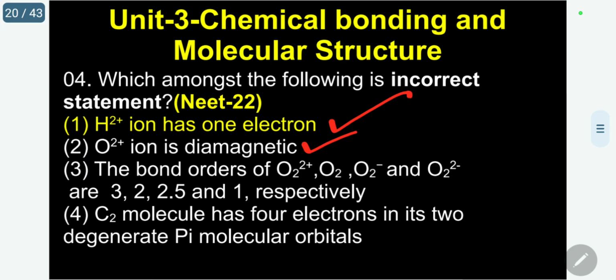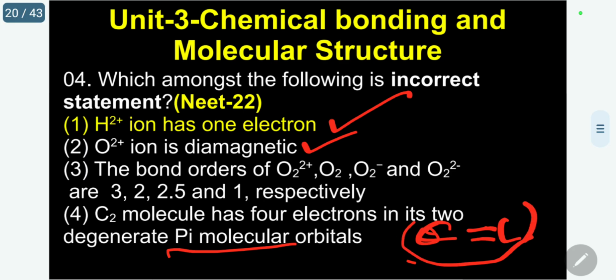In the C2 molecule, the two sides are forming only 2 pi bonds, that is, the bond is 1 sigma and 1 pi. It is forming 2 degenerate pi molecular orbitals. It is forming C2 because the carbon electronic configuration is 2s2, 2p2.